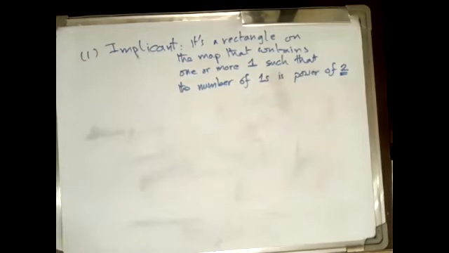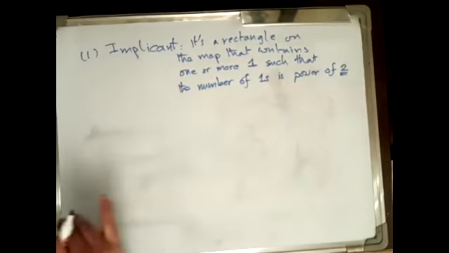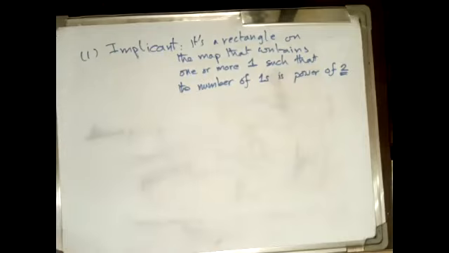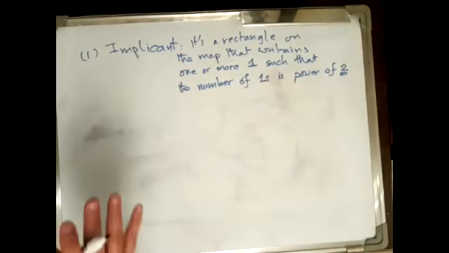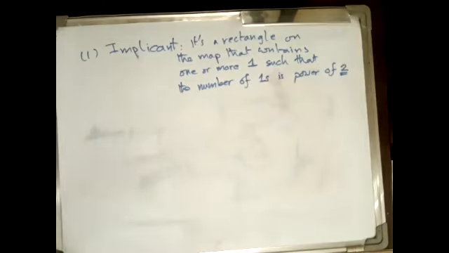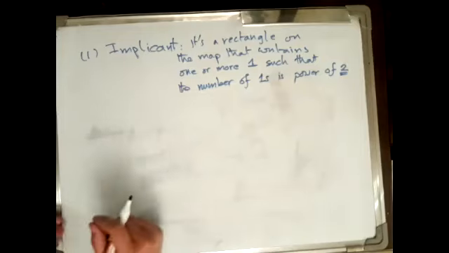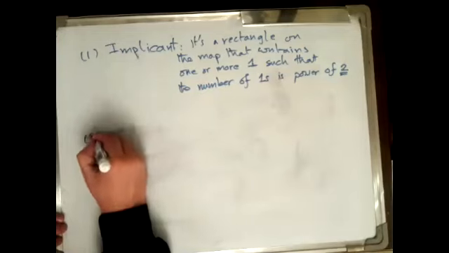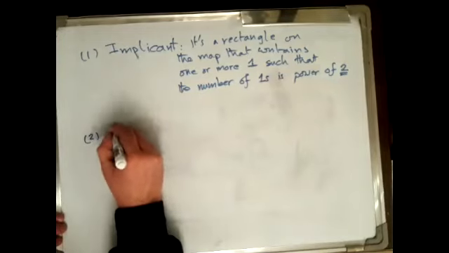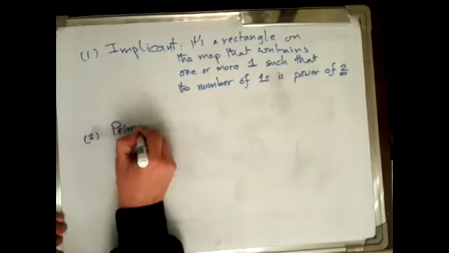It will become clear when we take examples from the map. It will become clear what is an implicant. So an implicant, basically, is any rectangle that you can draw on the map to include one or more small rectangles, but under the condition that the number of small rectangles is a power of 2. Number 2, the prime implicant.